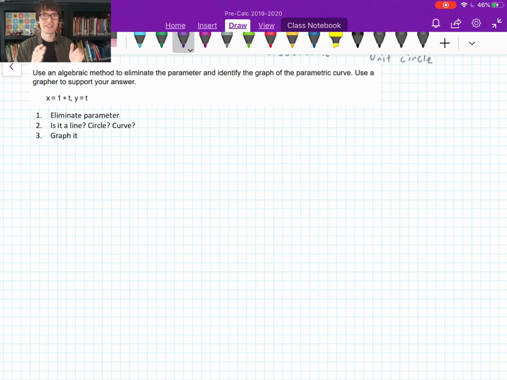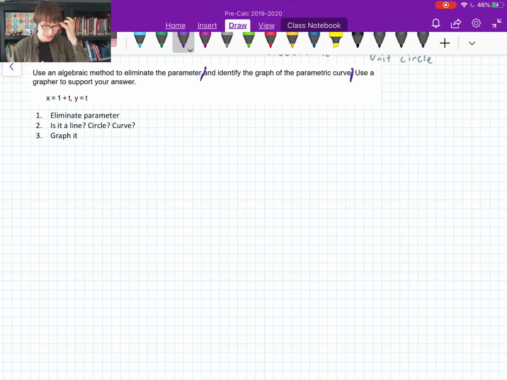If you think about English, you think about it like an independent clause at a time, or maybe even just a dependent clause at a time. Clause by clause, what's going on. And so the first clause says, use an algebraic method to eliminate the parameter. So that's one thing we need to do. And the next thing it says, and identify the graph of the parametric curve. So that seems like the second thing we need to do. And finally, use a grapher to support your answer. So we're going to end up graphing this at the very end.